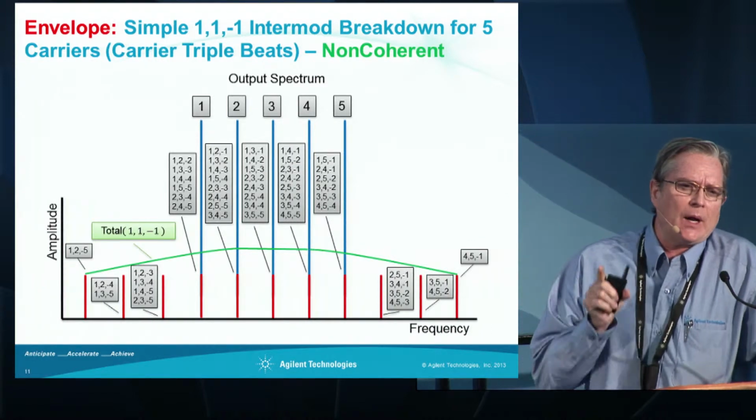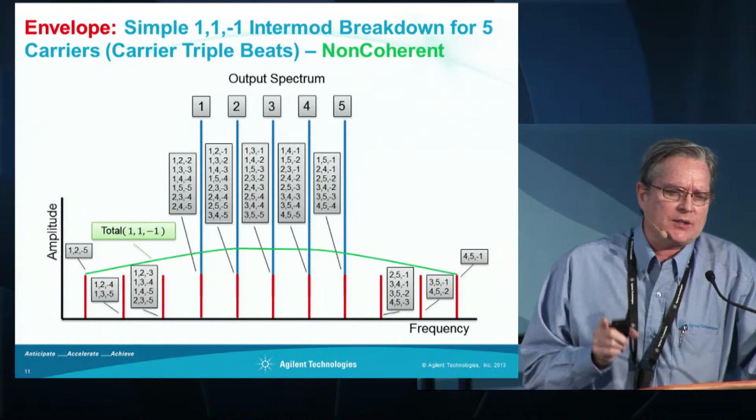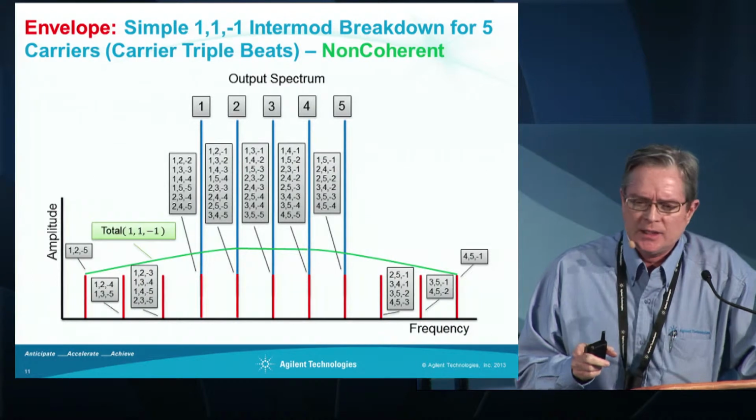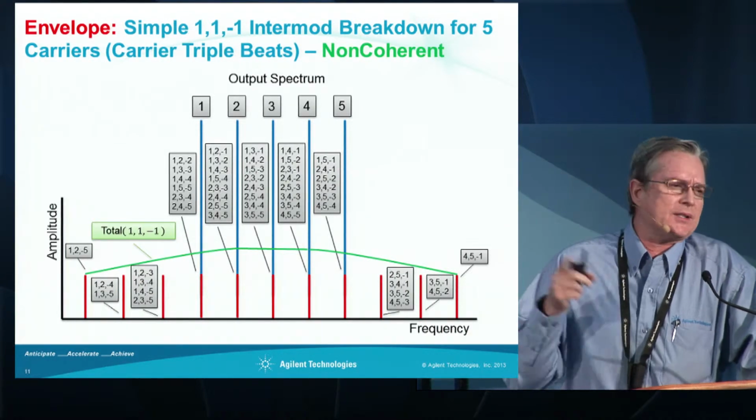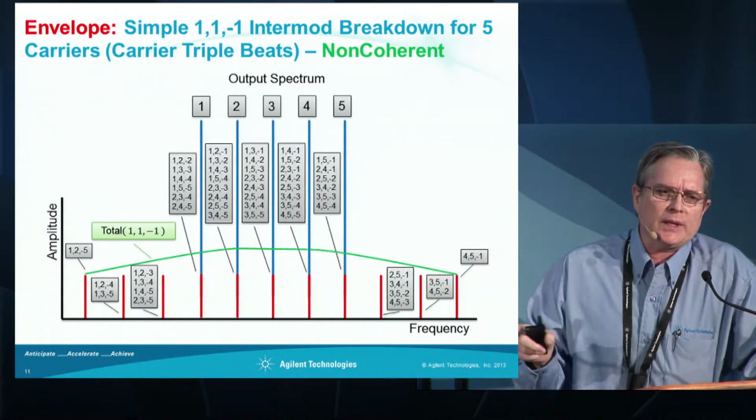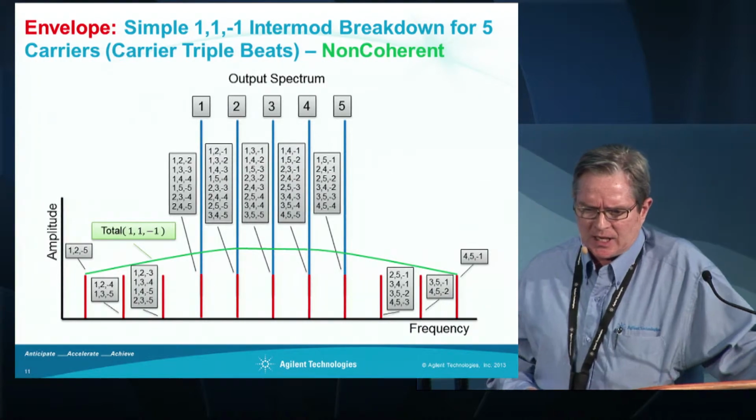This is the 1 plus 1 minus 1. This is what they call the composite triple beat. So it's carrier 1 plus a second carrier minus a third carrier, and that's the only intermod that we're looking at in this particular slide.